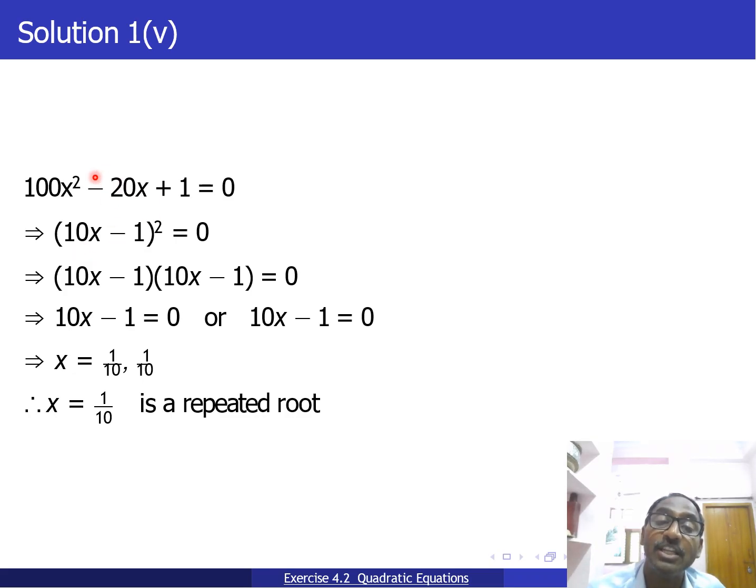How can I write this one? Minus 2 times 10 times x, so 10x. Here I can write 10x minus 1 whole square equals 0.